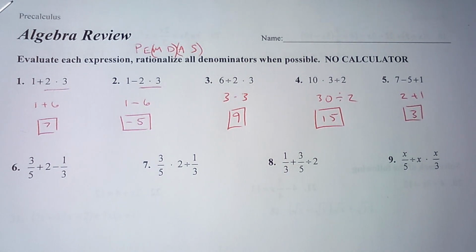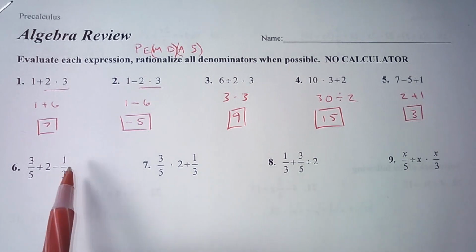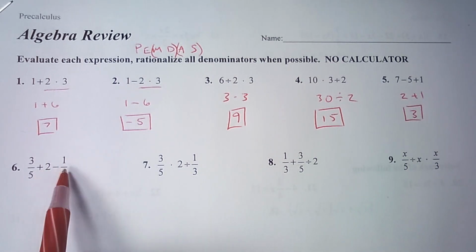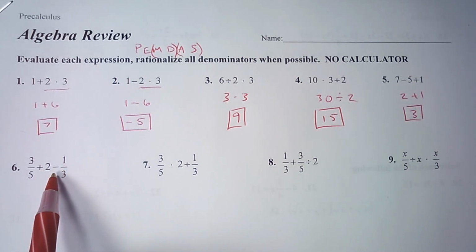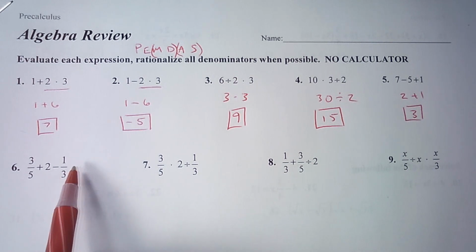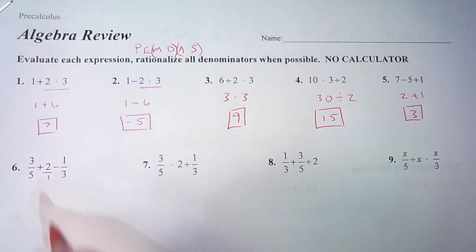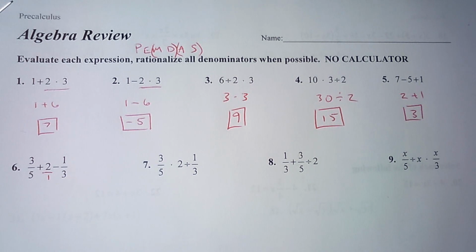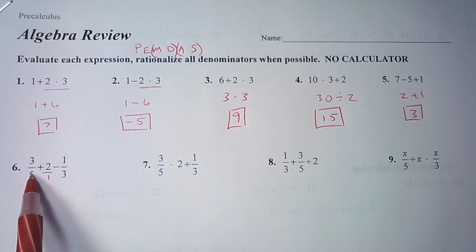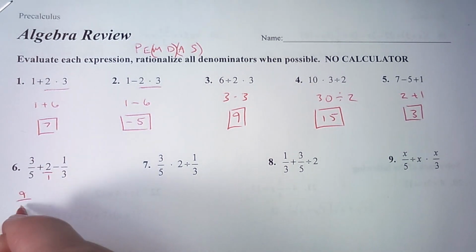Okay, number 6, we've got some fractions. So in order to combine these fractions with addition or subtraction, we have to find a common denominator. So we've got a 2 over 1 here. The lowest common denominator is going to be the first common multiple of 5, 1, and 3, and that is 15. So 5 goes into 15 3 times, so we're going to have to multiply top and bottom by 3. So that's going to be 9/15.